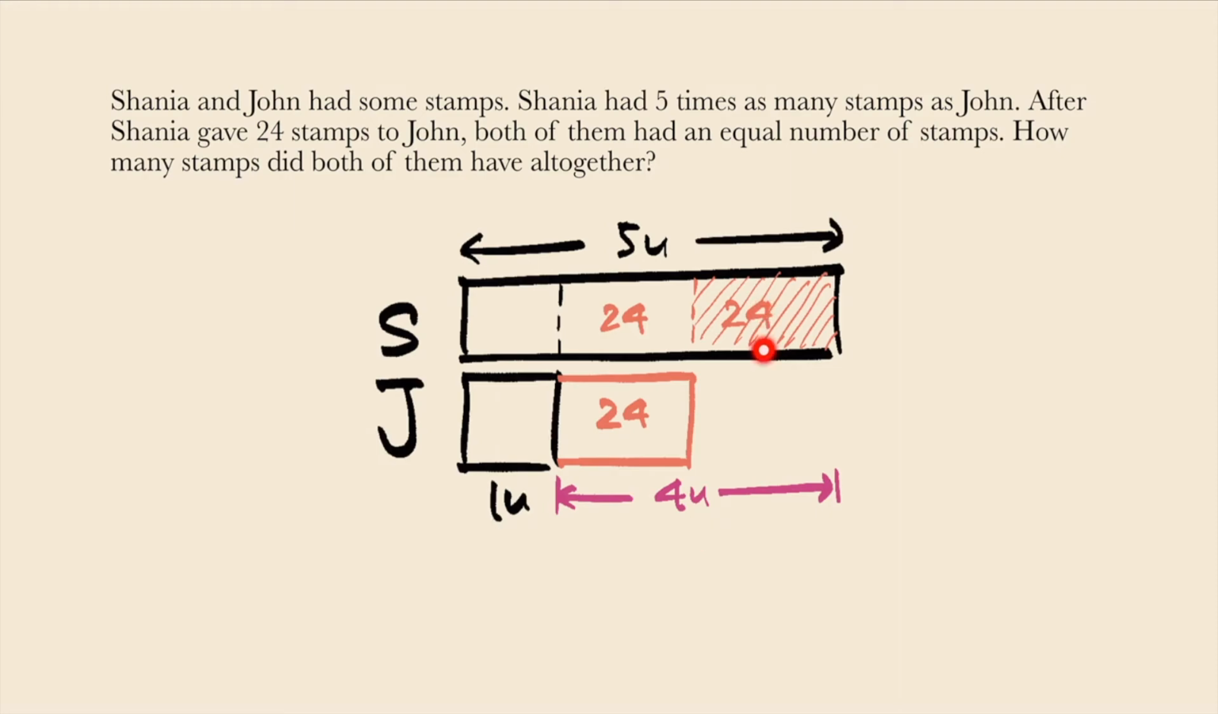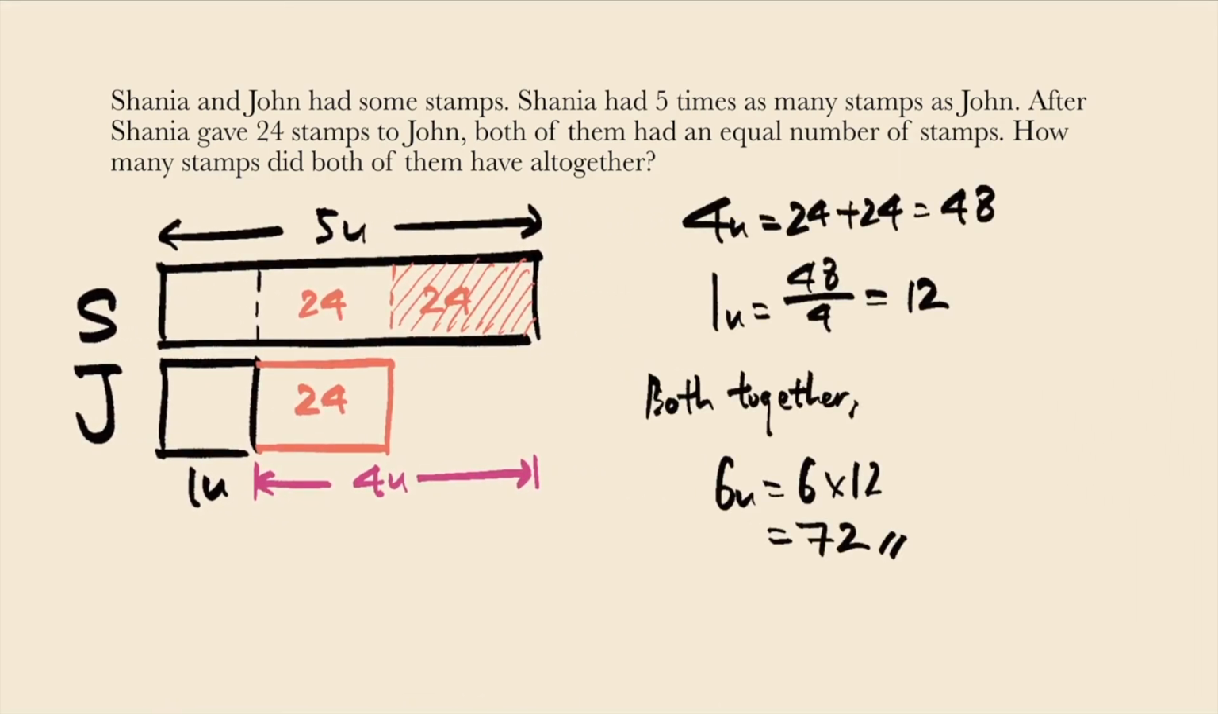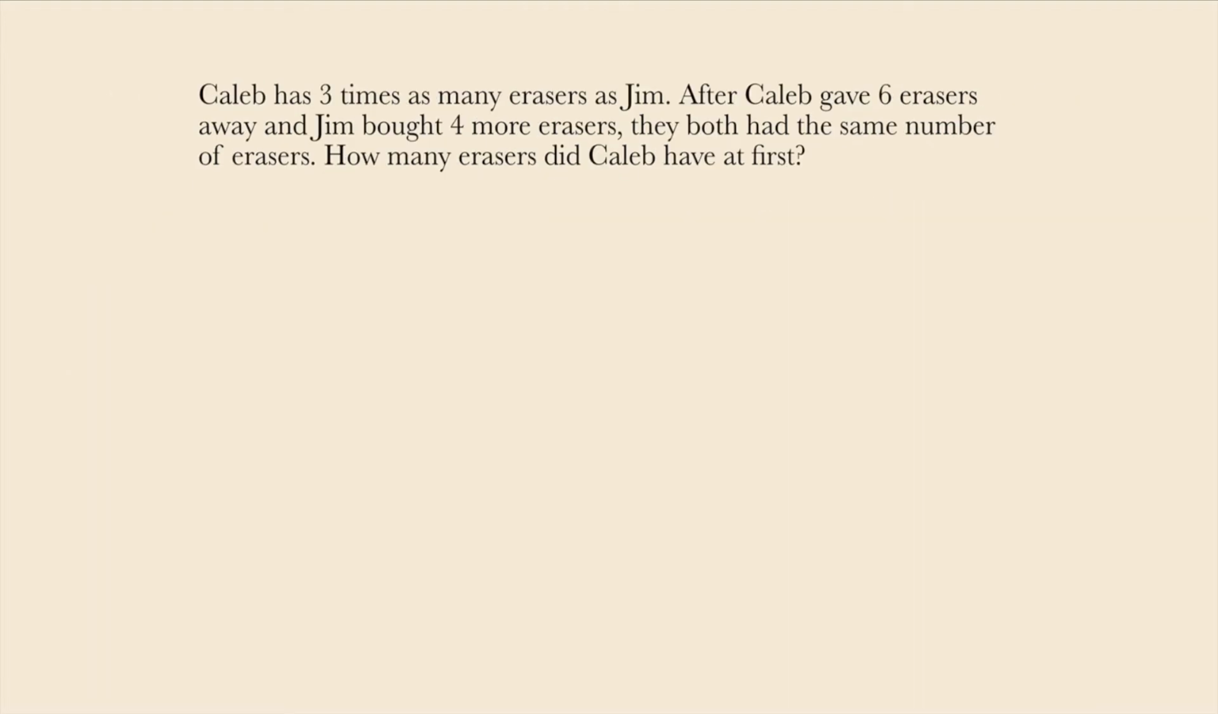And after transferring 24, they had an equal number. So just take note that the transferred number is 24 and this is 24 as well. And because the difference is 4 units, looking at this graphically, we can tell 4 units is actually 48. So with that, we can form an equation. 1U is therefore 12. How many did both of them have together? So recall that they had 6 units in total at first. So 1U is 12, 6U is therefore 72.